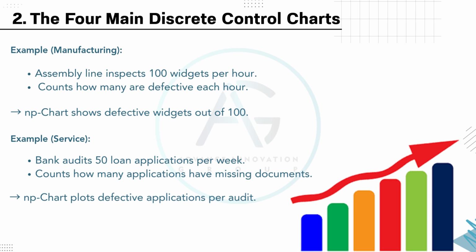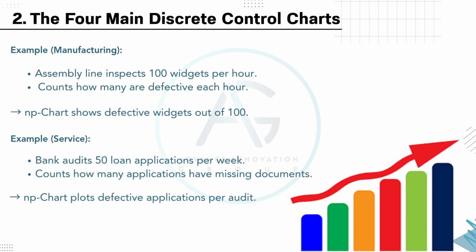Manufacturing. Example: an assembly line inspects 100 widgets per hour. It simply counts how many of them are defective. Since the number inspected is always 100, the sample size is fixed, making it ideal for an NP chart. The chart will help us track the number of defective widgets per hour to see if the process is stable or showing variation.